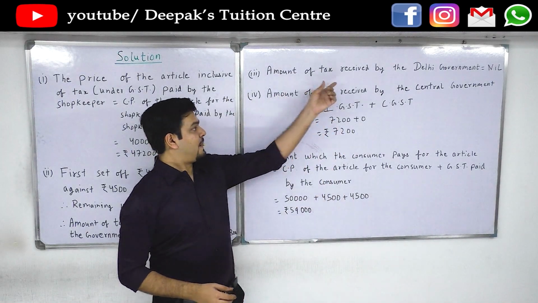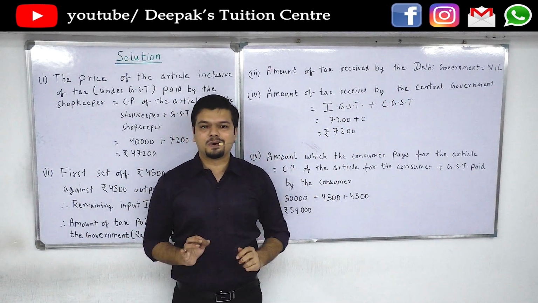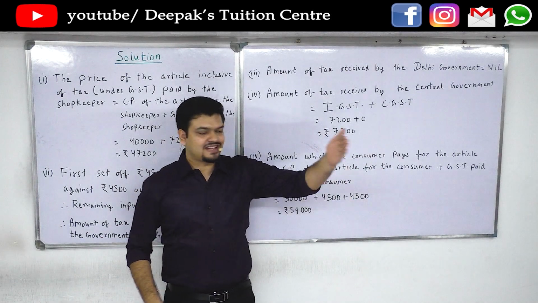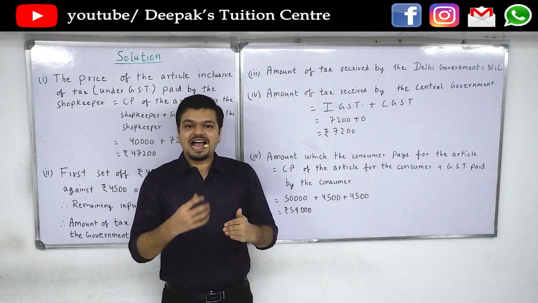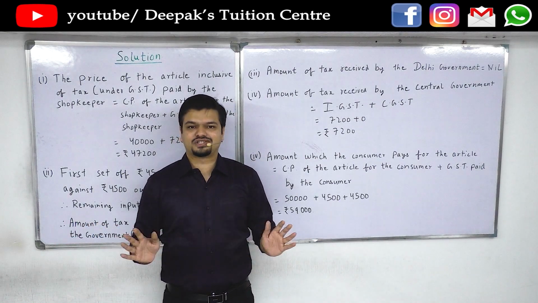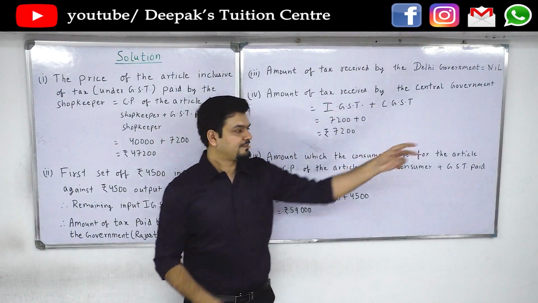Next, amount of tax received by the Delhi government. Obviously the Delhi government will receive no tax, zero. Because the dealer in Delhi receives 7,200 as IGST and the whole amount goes to central government. The Delhi government gets no share. So therefore the amount received by Delhi government is zero.